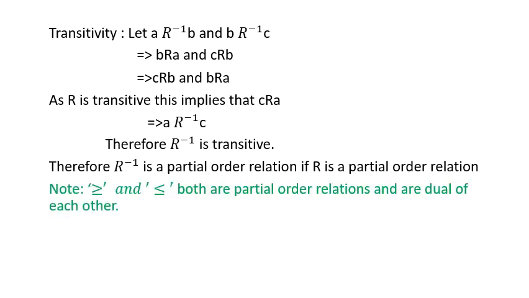We can show examples for this. That is the relation greater than or equal to, or less than or equal to. Both are partial order relations and a dual of each other. Similarly, inclusion and exclusion relation, okay, the inclusion with the set theory, and exclusion, both are partial order relations and a dual of each other.